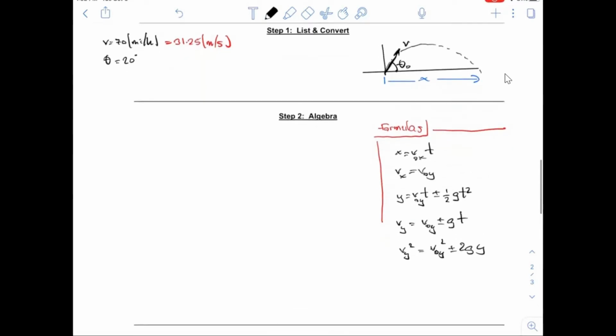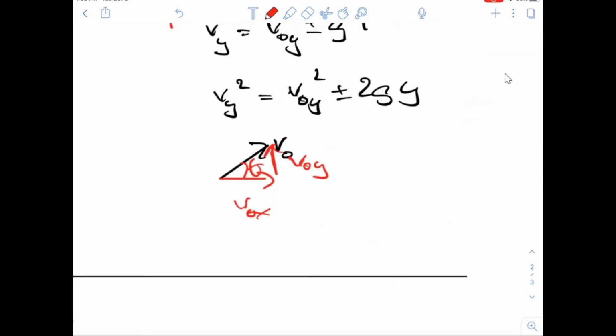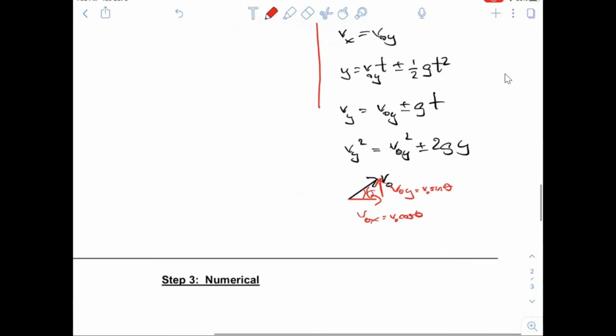Another thing we know is there's a little bit of geometry involved. It's not geometry, it's trig in this case. The initial velocity is going to have two components, an x component and a y component, expressed in terms of the angle. The y component is going to be the sine of the angle, and the x component is going to be the cosine of the angle of the vector itself. So that's what we've got.